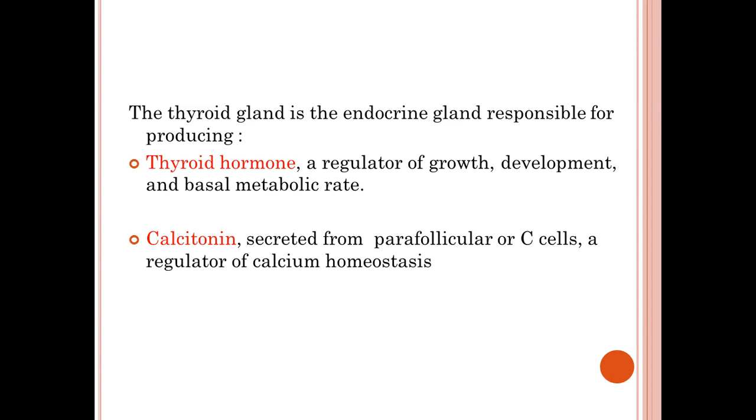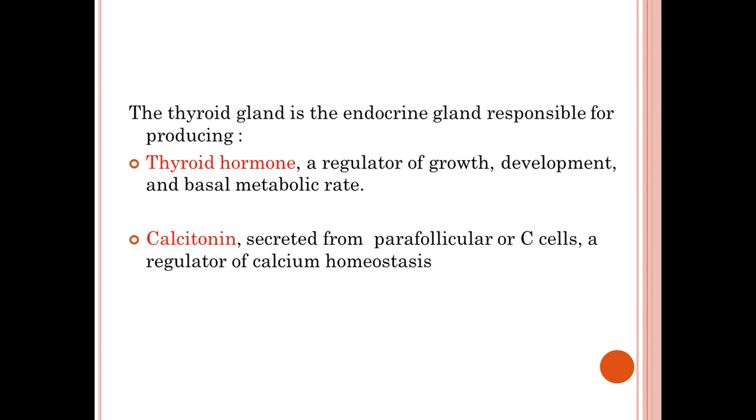The thyroid gland is responsible for the production of the thyroid hormones, including T3 and T4, and another hormone, calcitonin. The thyroid hormones are regulators of the basal metabolic rate, growth, oxygen consumption, and the development of the human being.